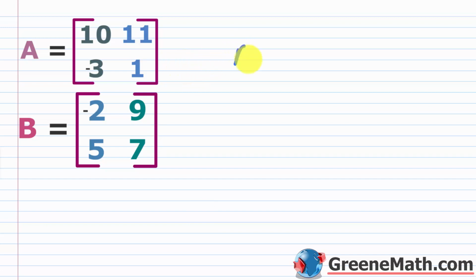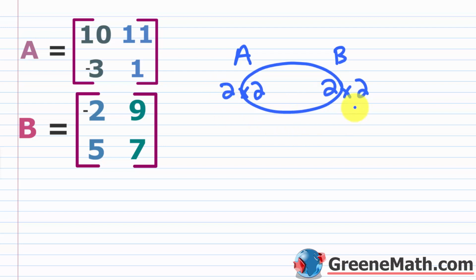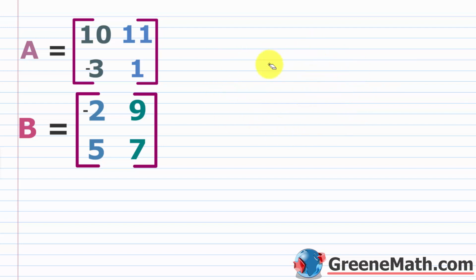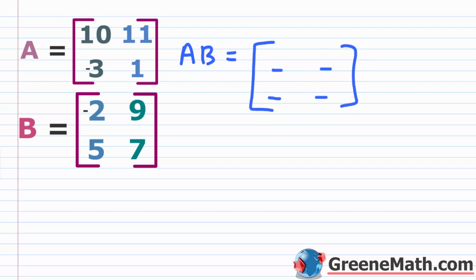So in this case, A, again, it's a 2 by 2, and B is also a 2 by 2. So these numbers here are going to be the same, and the outer numbers are going to be the same. So we know that the product here, AB, would just be a 2 by 2 matrix, okay? And so we'll just do this one more time. So this is row 1 and row 2. This is column 1 and column 2.